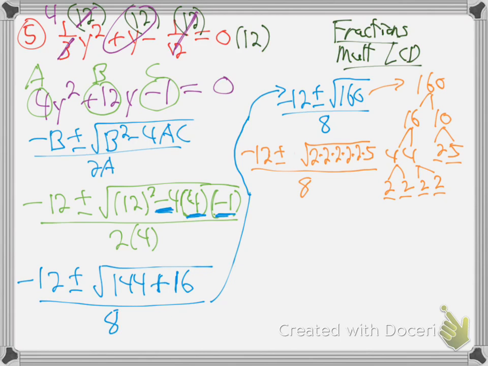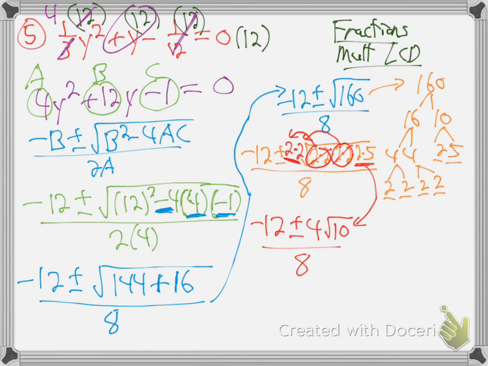Okay, so what comes out? 2 for 1 deal. 2 2s in, sends a 2 out. 2 2s in, sends a 2 out. They multiply right in front of the root. They're gone, they're gone. So what do we got? Minus 12 plus or minus right in front of the root, 2 times 2, 4. What's left in the root? 2 times 5 leaves 10 in the root all over 8.